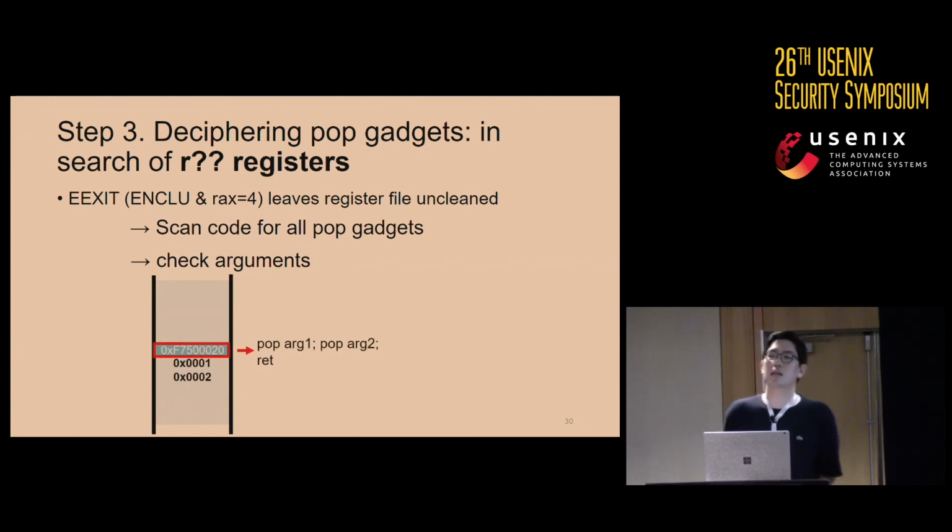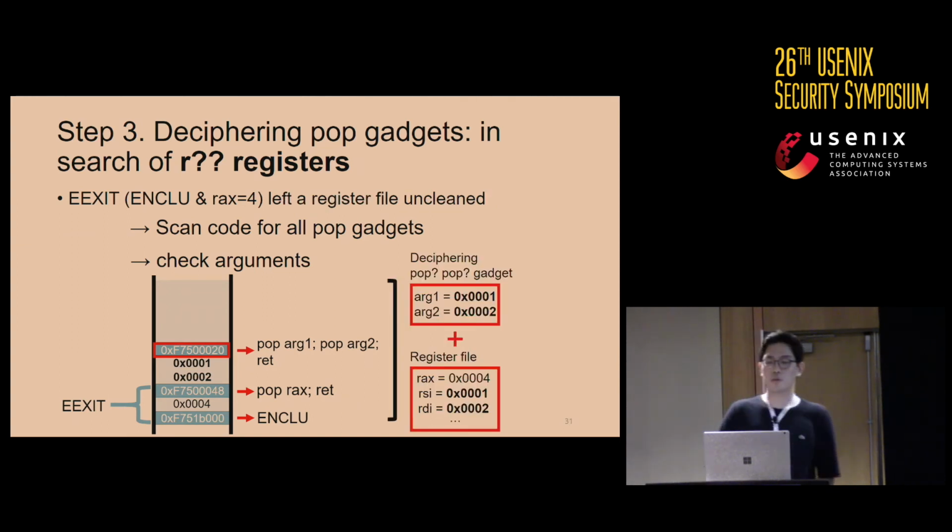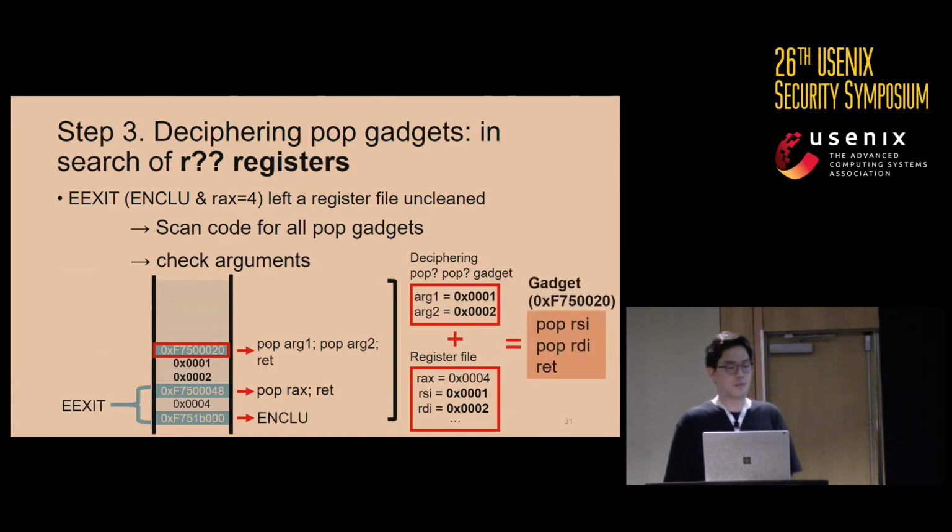We first pick one gadget that pops twice, together with the values 0x1 and 0x2. And we return to the EEXIT gadget. If EEXIT is invoked, we compare the register file with the values that we pushed onto the stack, that are 0x1 and 0x2. From this result, we can know that the probing address, the gadget, consists of the pop RSI and pop RDI return instructions.